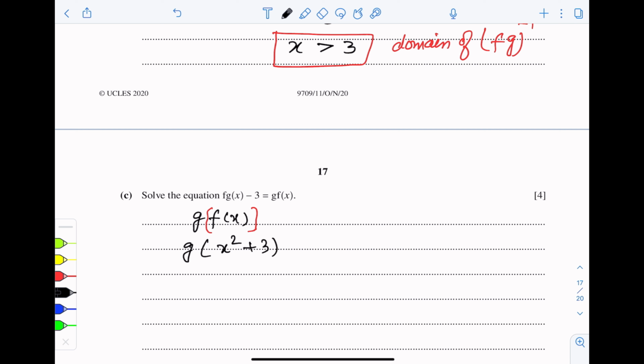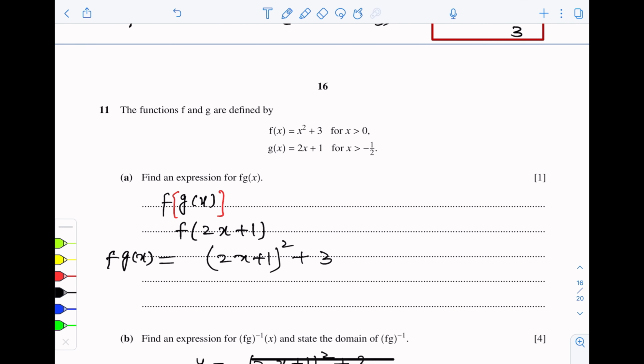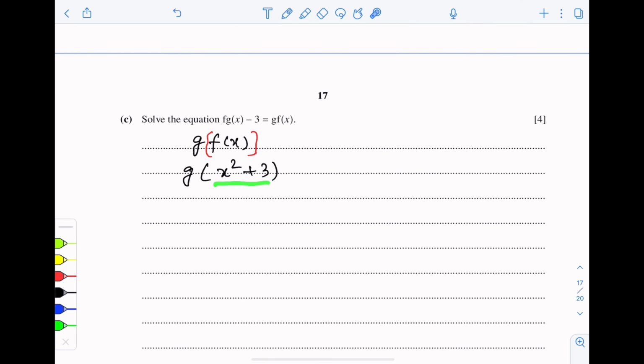Now, in place of gx, अब हम यहाँ देखें gx विद इन ब्रैकेट x है, तो राइट साइड पे 2x plus 1 है। अब यहाँ पे इस x, in place of this x, we will put this. So this becomes 2x square plus 3 plus 1. So this is g of fx. 2x square plus 3 plus 1.